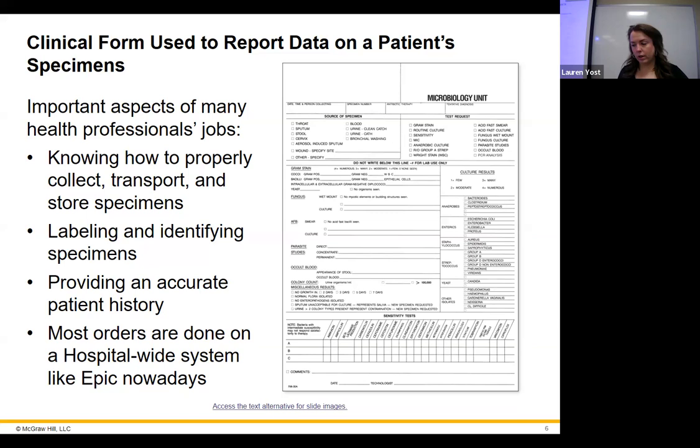But yeah, so with the paper versions, you'll just check off whatever boxes, whatever your specimen is, whatever test you want. And then the whole bottom part is for the microbiology lab to fill out with whatever the results were, so that it's all there in one location, so that when we go to bill the patient, it's all there. So this is more or less for billing than it is for diagnostics at all. But yeah, that's how that goes, right?